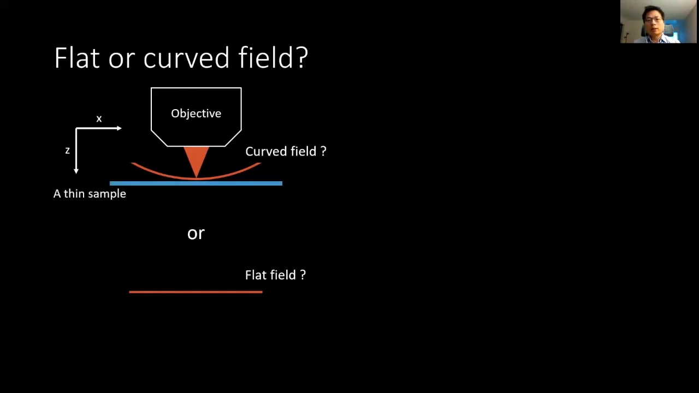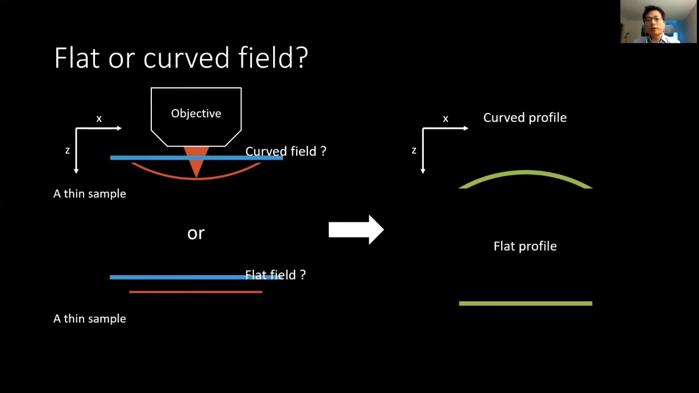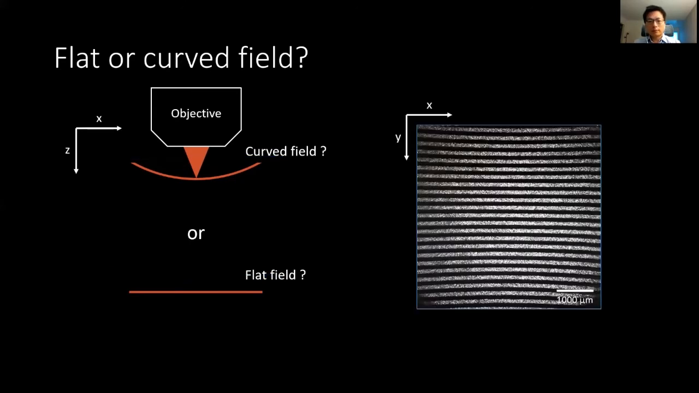Next, we wondered whether this 5 millimeter imaging field is curved or flat at the imaging plane. So to test this, we took a Z-stack image over a thin sample. If there is a curved field, we will see a curved profile in the XZ imaging plane. In contrast, if there is a flat field, we will be able to see a flat profile, nearly like a straight horizontal line on the right.